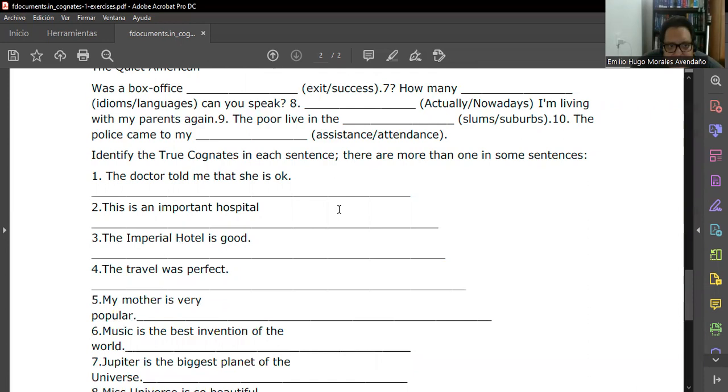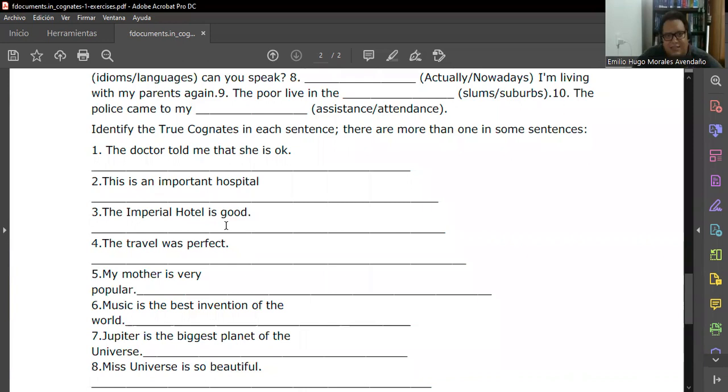Now, we're going to identify the true cognates in each sentence below this list. For instance, the doctor told me that she is okay. As I told you before, doctor, it's an exact cognate. Doctor es un cognado exacto. Los cognados exactos, aparte de ser reales, son una subclasificación en las que todas las letras de la palabra corresponden exactamente a todas las letras de la palabra en el otro idioma, ya sea español o portugués. Entonces, el cognado aquí sería doctor.